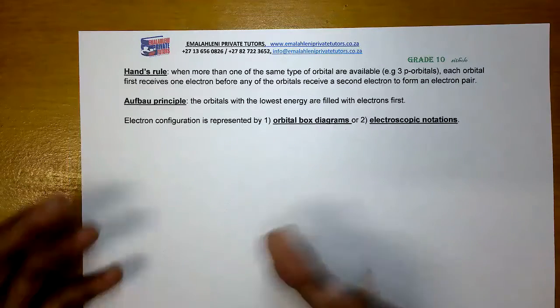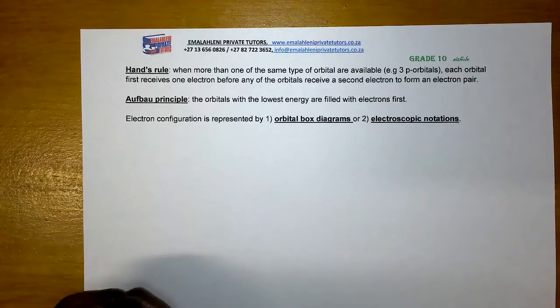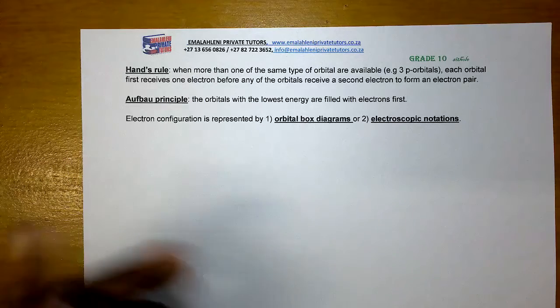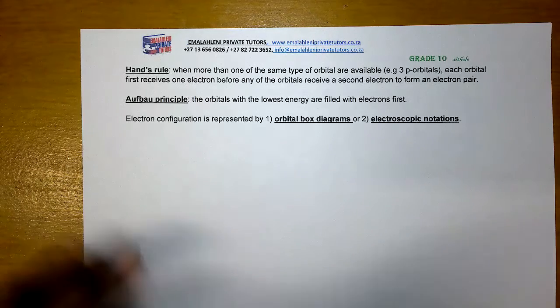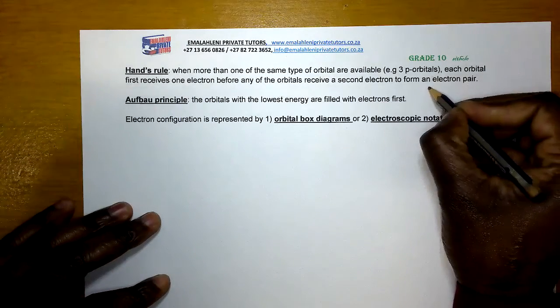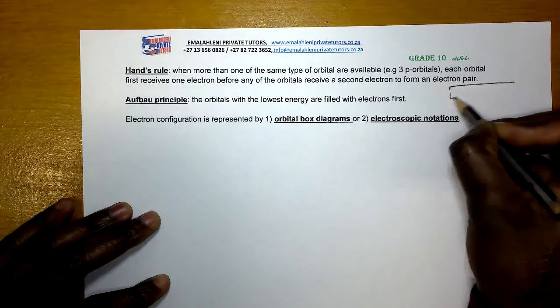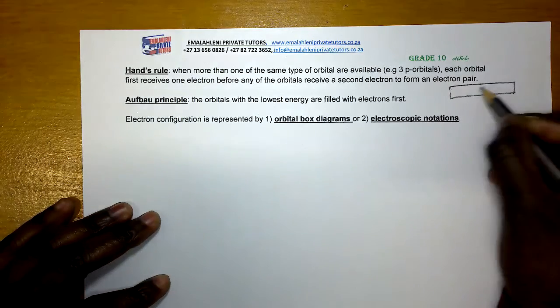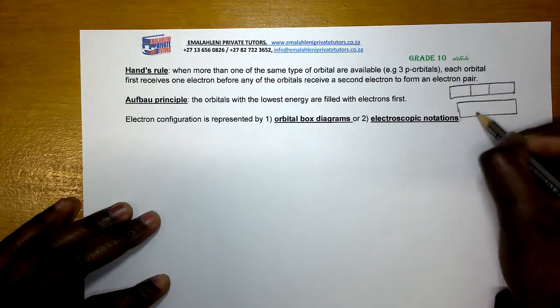Now then let's move on to Hund's rule. You must know this name. You must know this Hund's rule. When more than one of the same type of orbital are available, which means the 3p orbitals, an orbital first receives 1 electron before the second orbital. So here you must understand something. We have a p orbital, and the p orbital accommodates 6 electrons. Remember? So this is the p orbital.